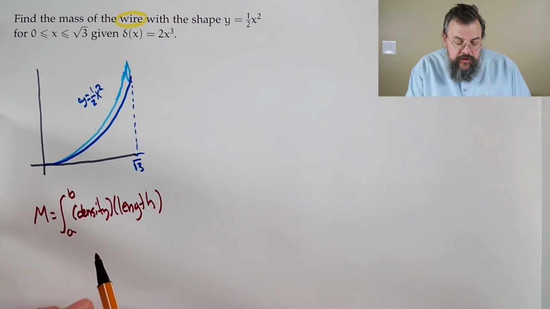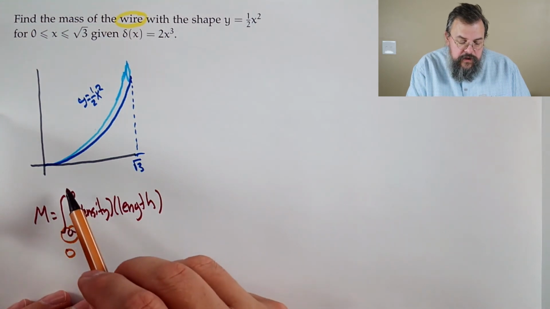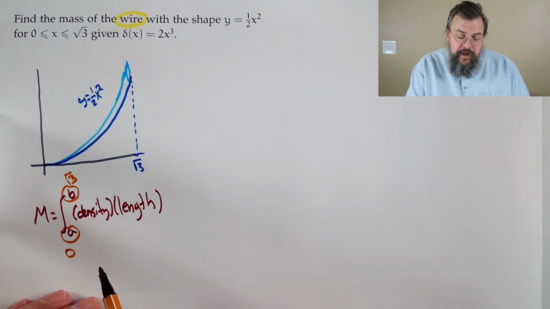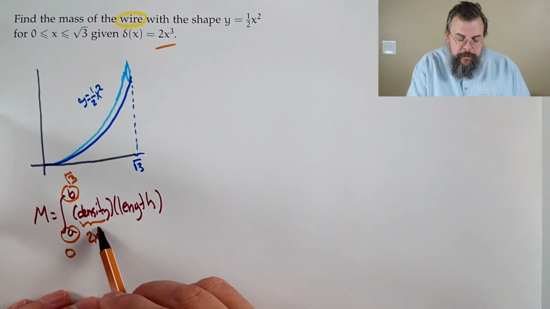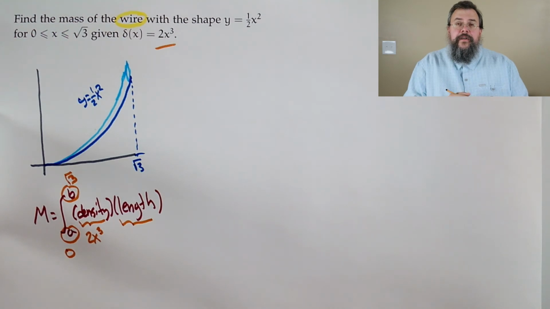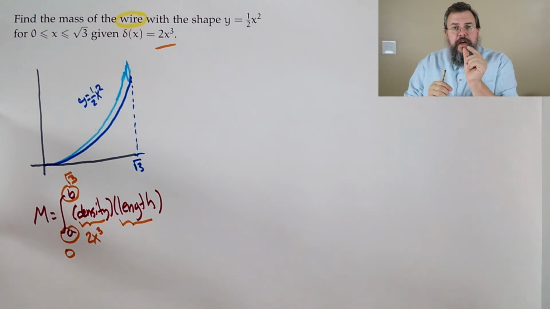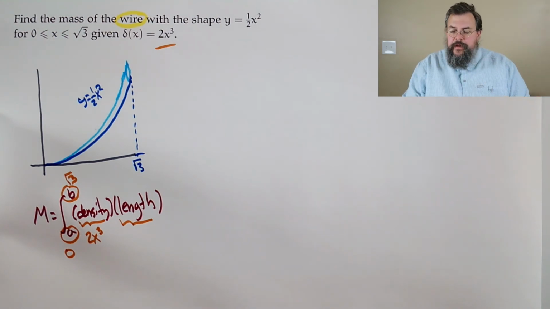All right, so let's think about what's happening here. For us, the start and the finish, easy: 0, root 3. No problem. The density, given: 2x cubed. Easy, no problem. Now the length. Here's where we differ from the rod. See, the rod goes in a straight line, so when we chop into little pieces, the length is just a little bit of change in x. But when we're curving up, well, the length is a little different.